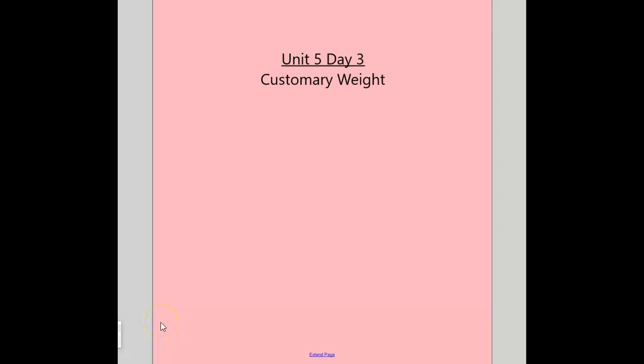Okay, we are moving on to day 3 in this unit on measurement, and today we are going to be learning about customary weight. So the last 2 days we did customary length, that's what the United States measures things in, and today we're doing customary weight, which is also what the US measures weight or how heavy something is.